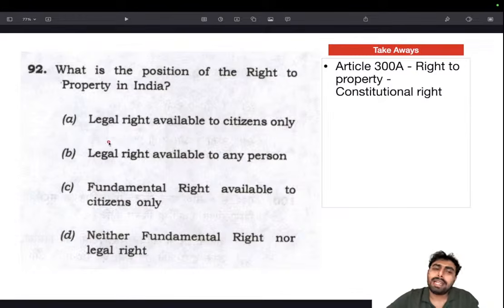So it's a legal right available to any person. It's not limited to citizens only. So this is wrong. And this is right. There are a few takeaways from this question actually.